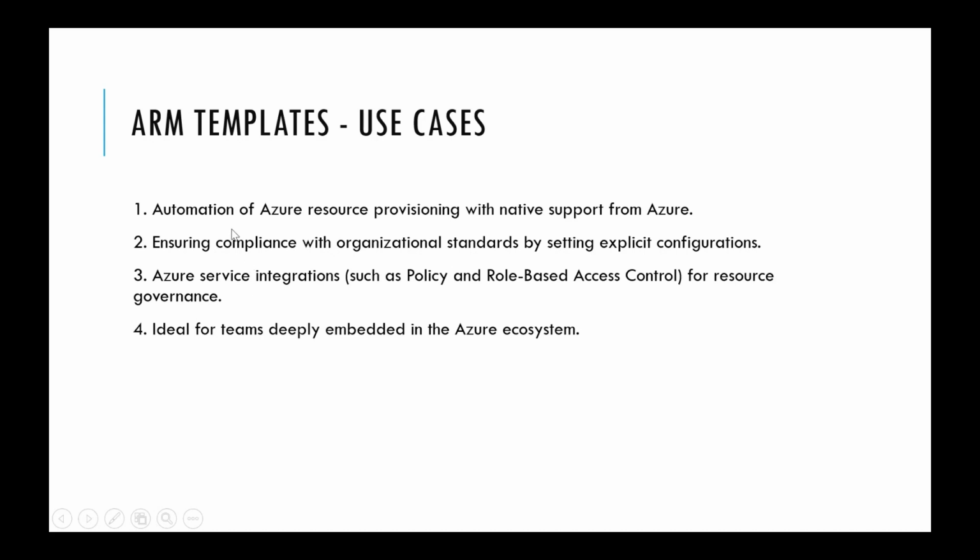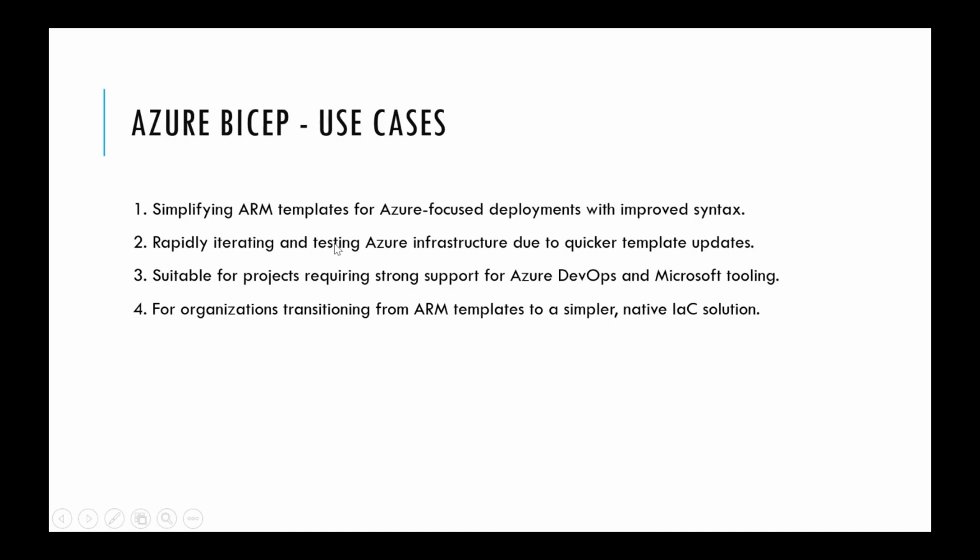Now you can even use Azure Bicep as well because Azure Bicep is also good in the case of Azure. We'll be discussing it in the next slide. Now let's see Azure Bicep, simplifying ARM templates for Azure-focused deployment with improved syntax. This is just simplifying ARM templates because everything ARM templates can do, Azure Bicep can also do. So you can always select Azure Bicep over ARM templates.